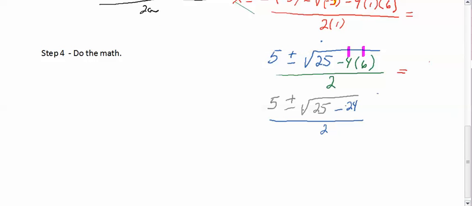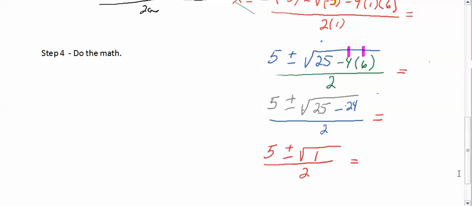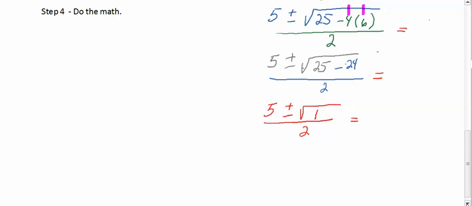Okay, now we're going to finish up the math. We keep our 5. We've got our plus and a minus. 25 minus 24 is 1 all over 2. Now the last part, we're going to simplify it, and then separate it. So now I have, keep the 5, plus or minus the square root of 1 is 1, all over 2.